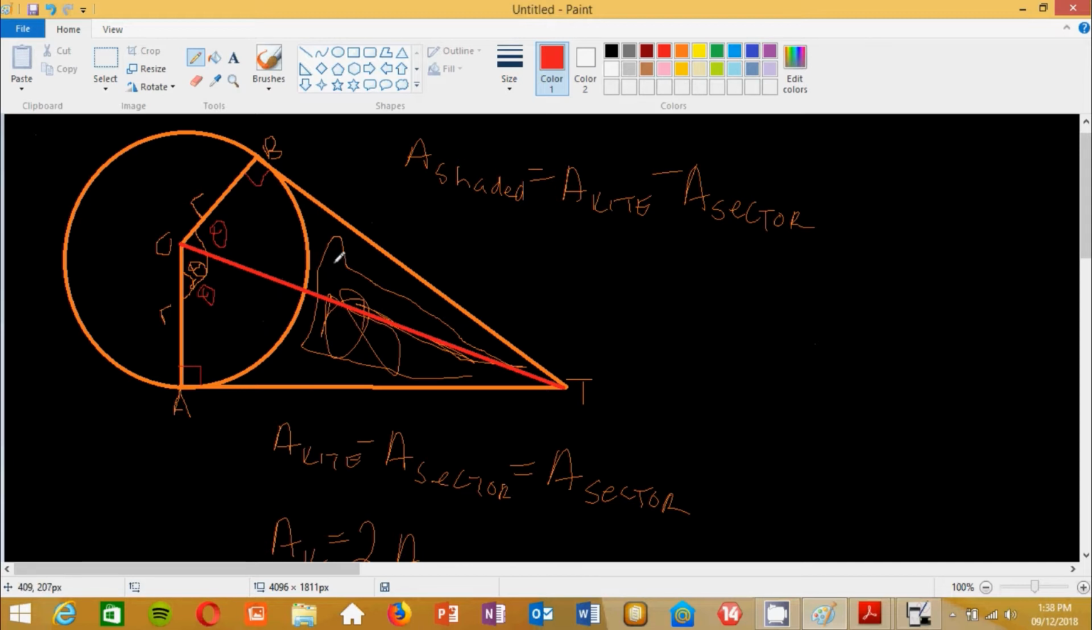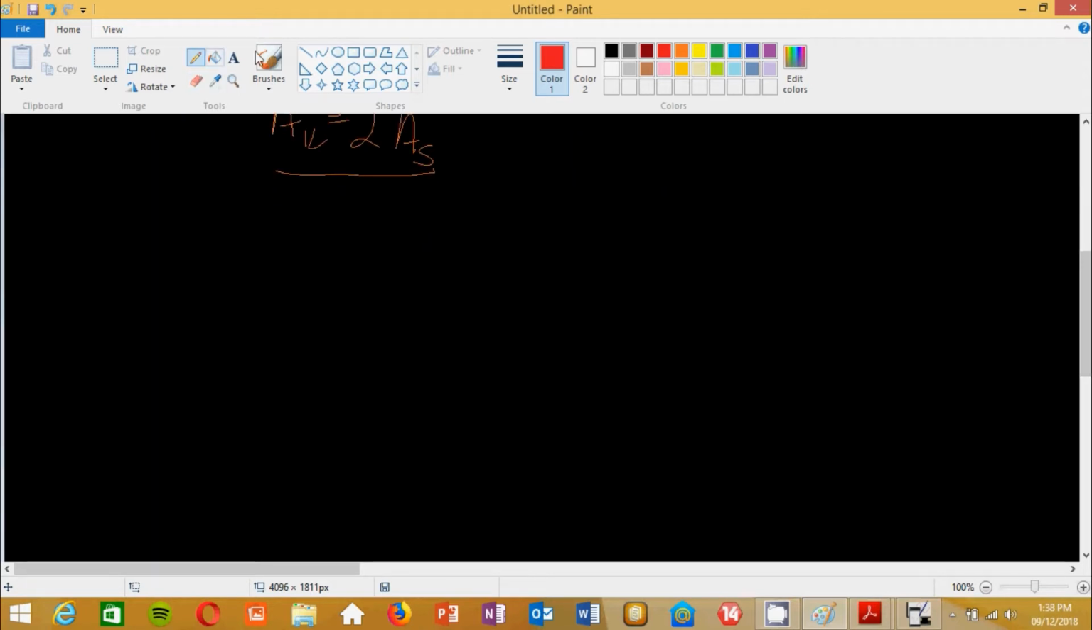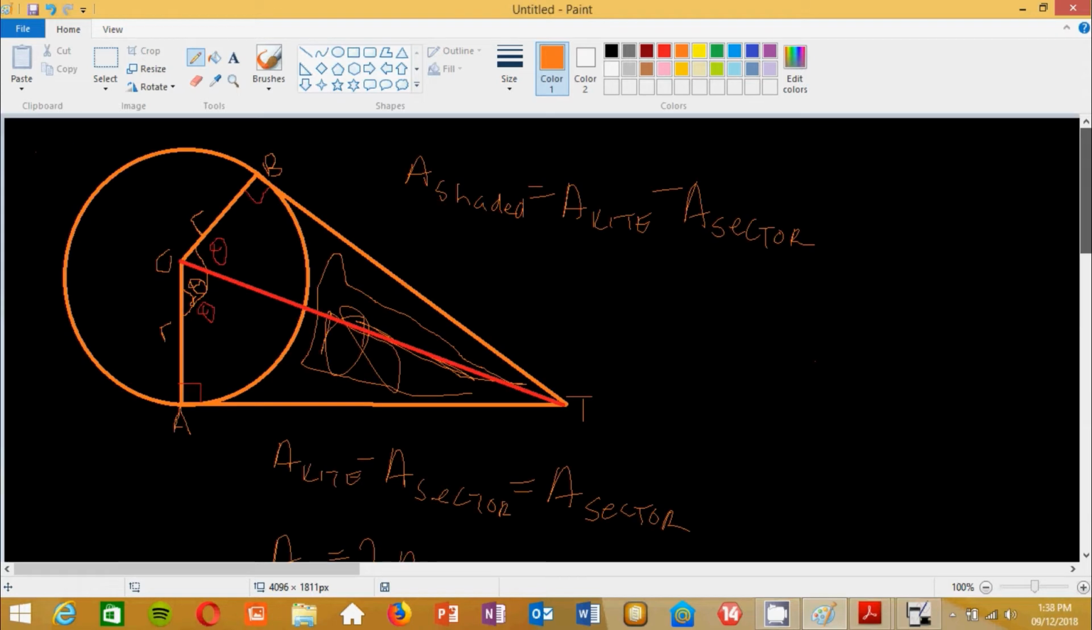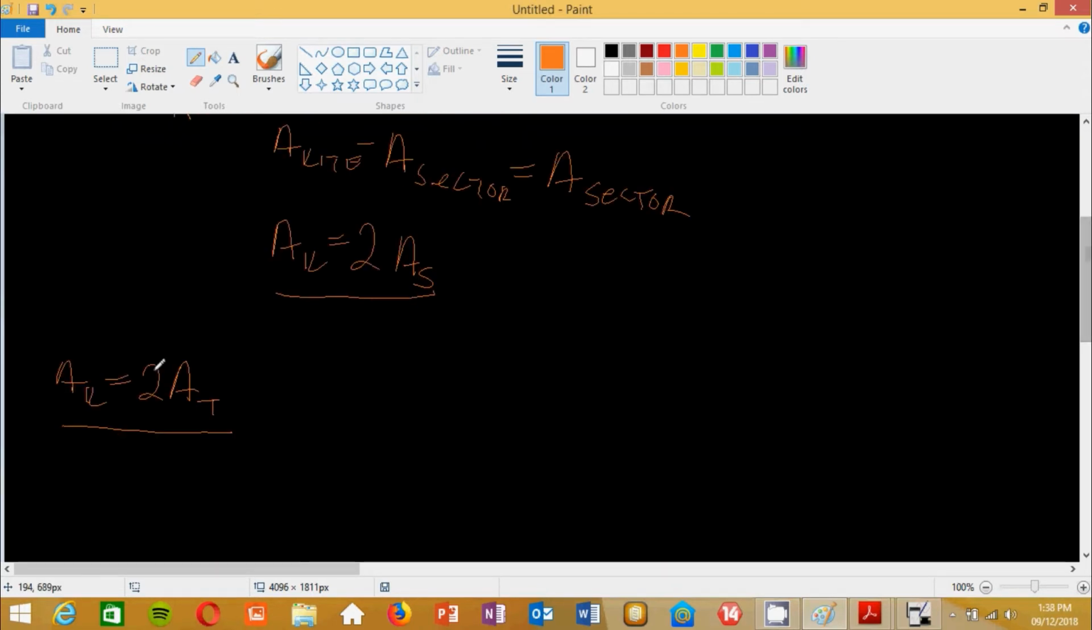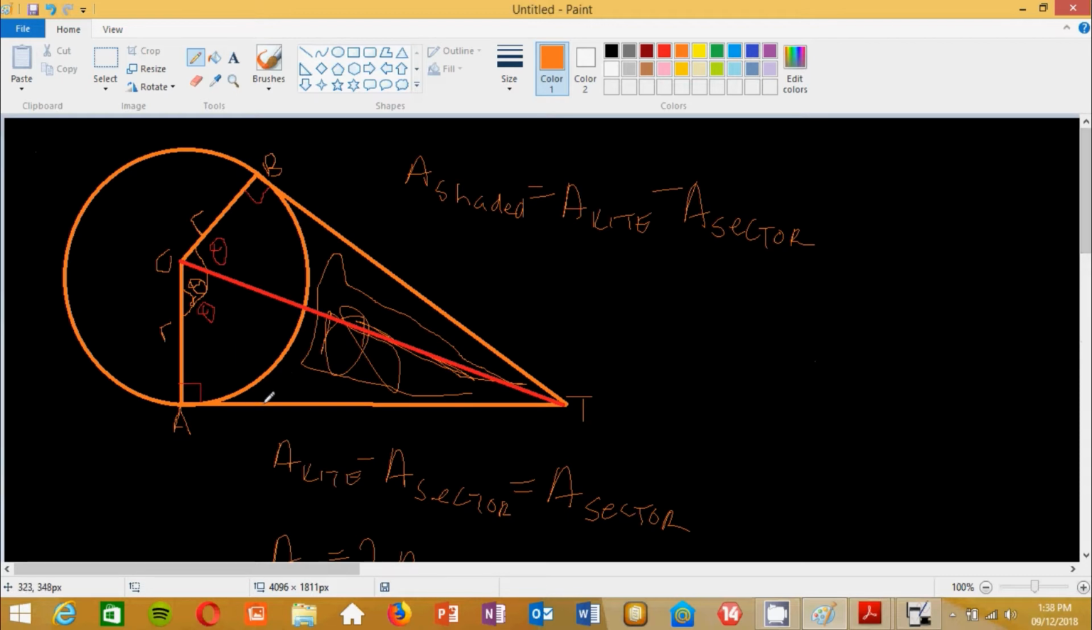If I add the 2, I get the area of the entire kite. In other words, the area of the entire kite is going to be twice the area of this right-angled triangle. Let me go back to gold and write that down. T stands for triangle in my analysis here. So the area of this kite, which is equal to twice the area of the sector, is equal to twice the area of the individual right-angled triangles.